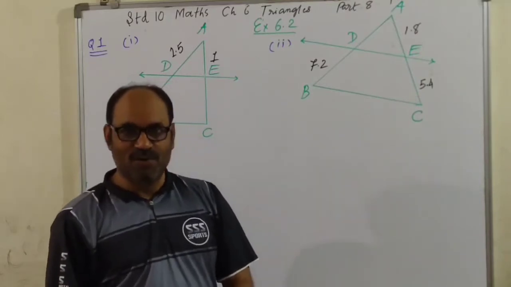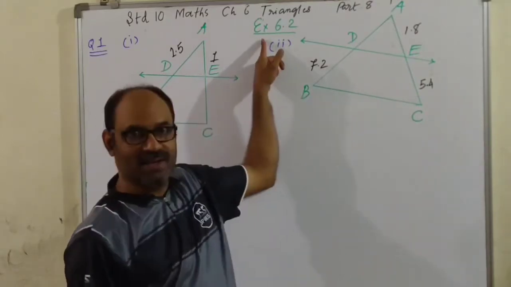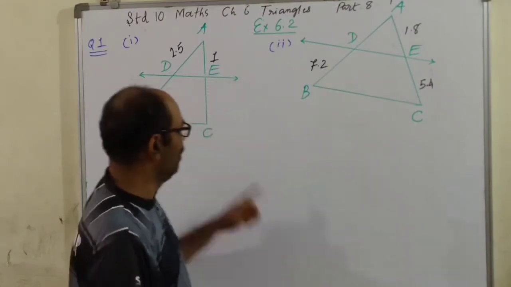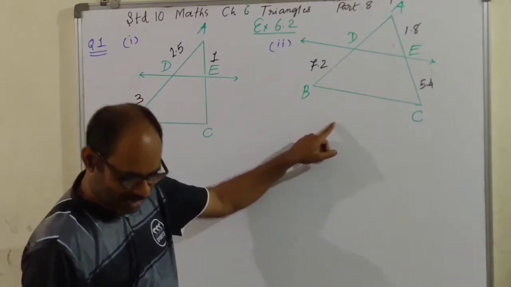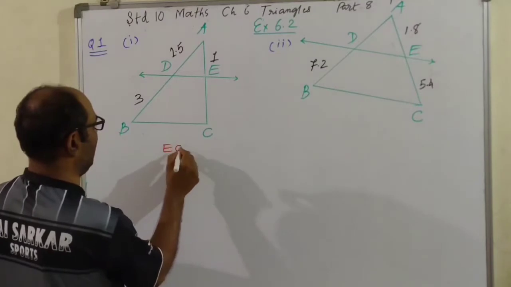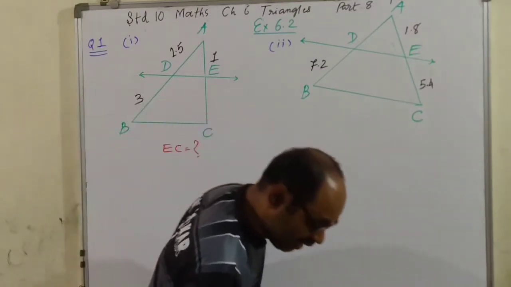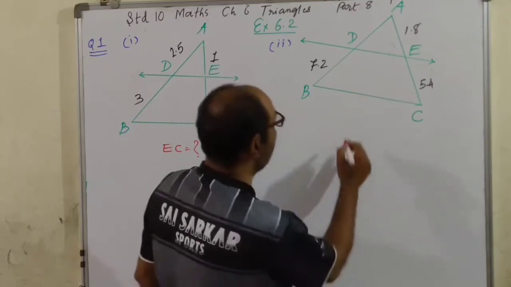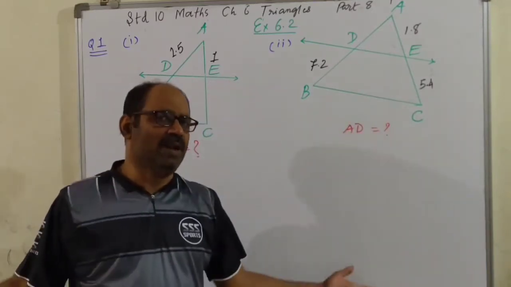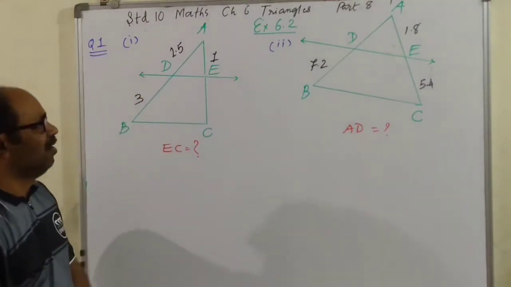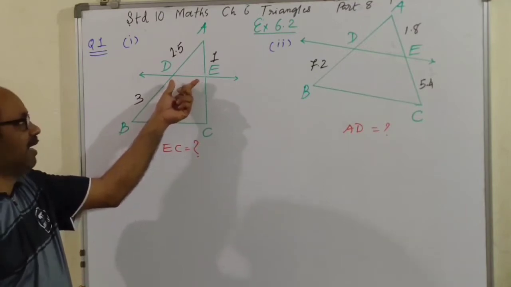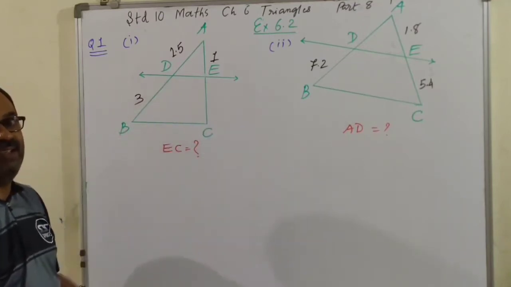Alright children, so we move further and we are going to solve exercise 6.2. In the first question, figures are given, and you have to find EC here and AD here. So simple, you use the result now. What you can see here, DE is parallel to BC, that is given in the statement.